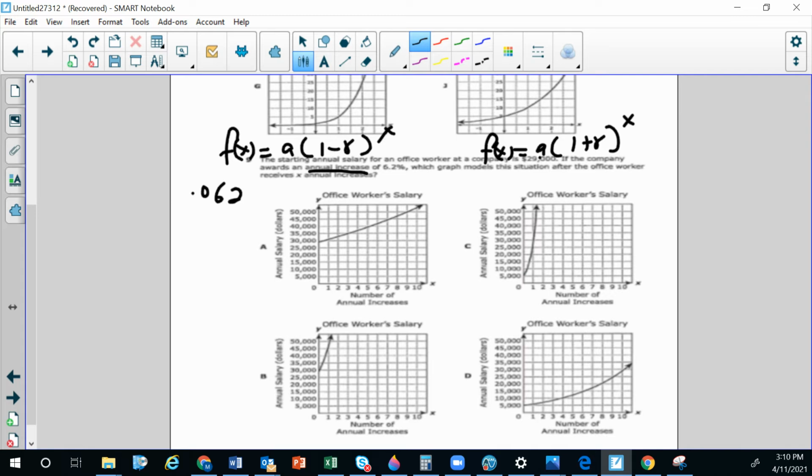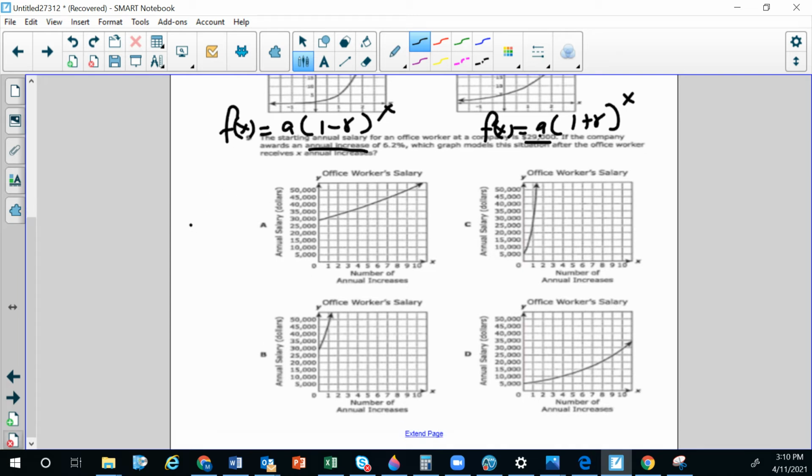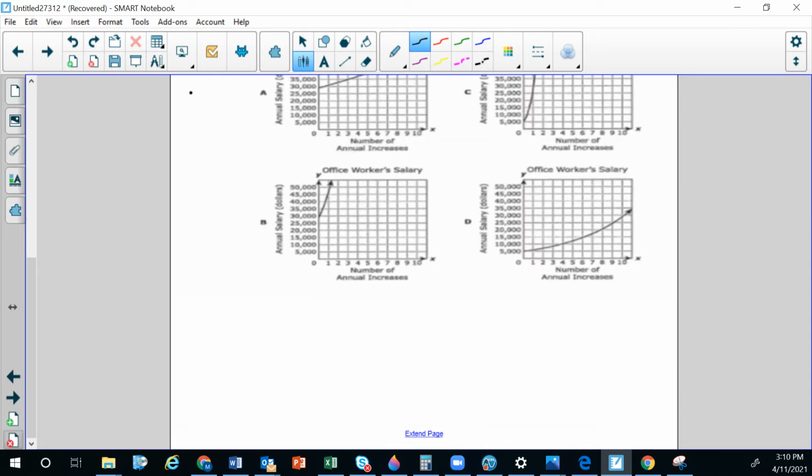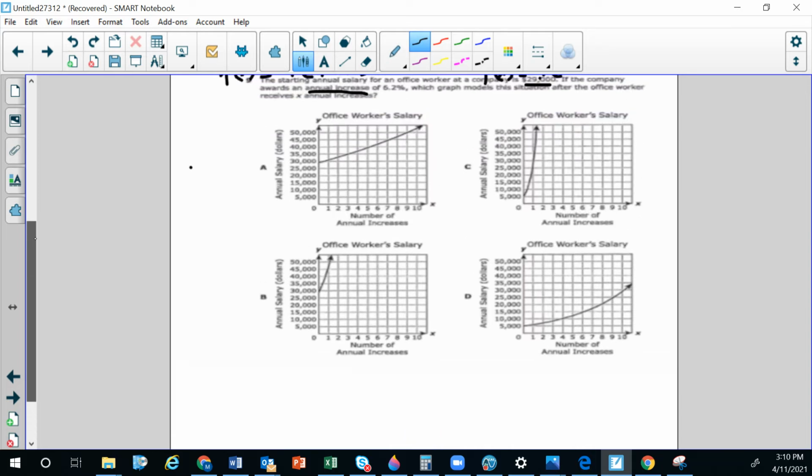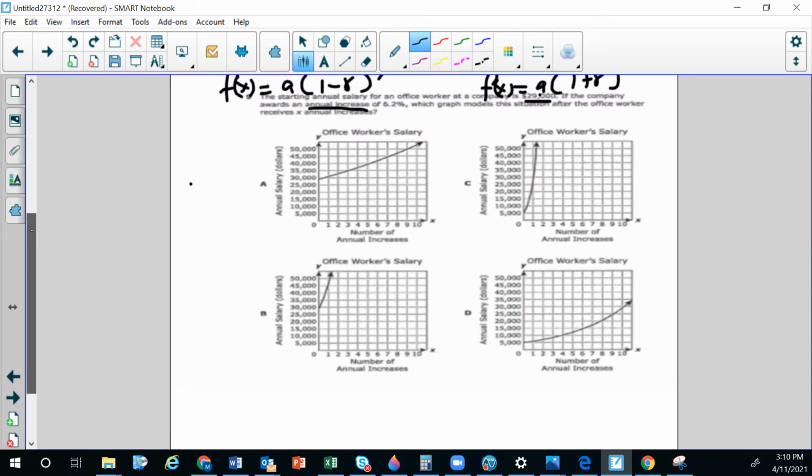I need some space. So f of x now, my equation is going to equal my initial value, which is 29,000. That's my initial value. And I'm going to need more space. Let me try to find some more space to put this one here, guys. I don't want to use space at the bottom. Okay, let me extend my page a little bit and see if that will work. Let's go with that right there.